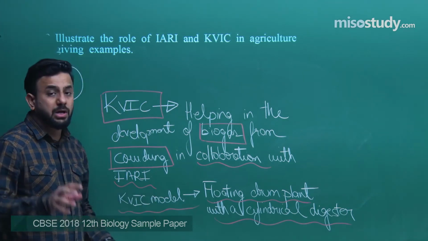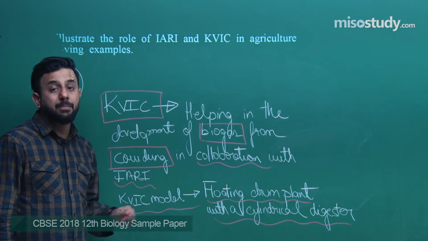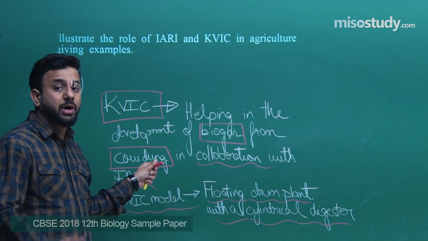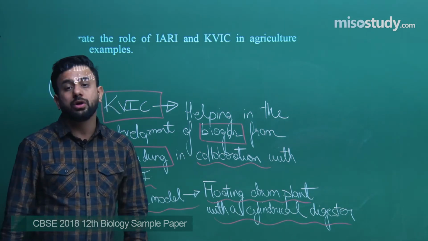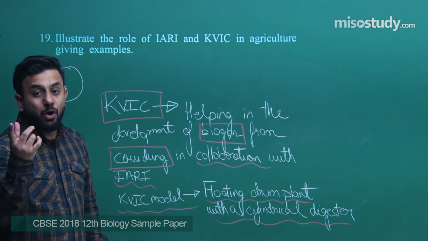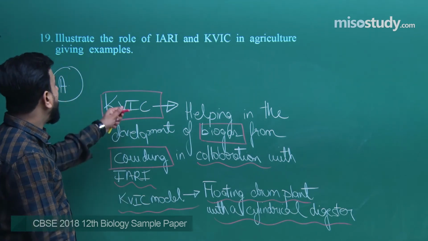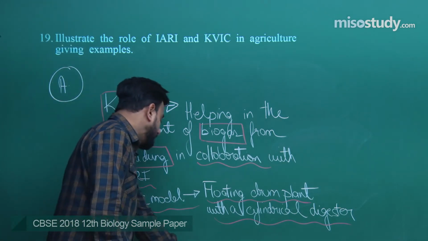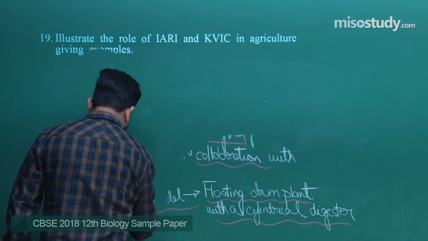This KVIC model was developed in collaboration with the Indian Agriculture Research Institute in order to form biogas from the cow dung. So this is the whole thing about the IARI and the KVIC in agriculture. Next we move on to the next question.